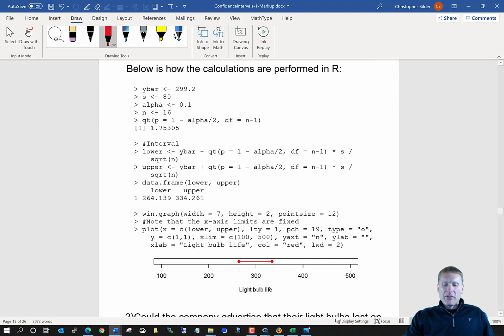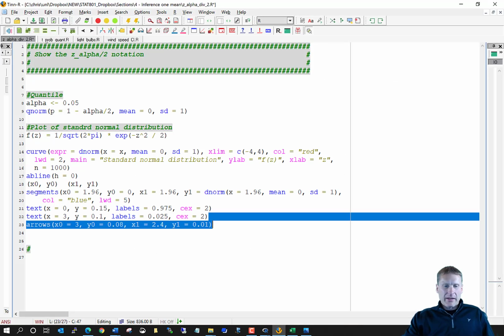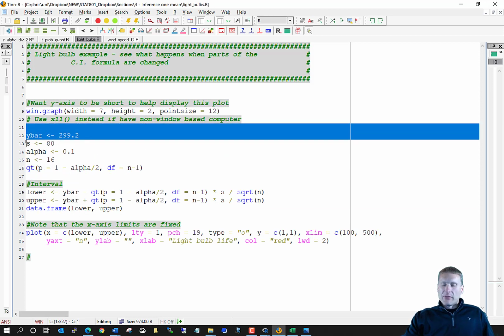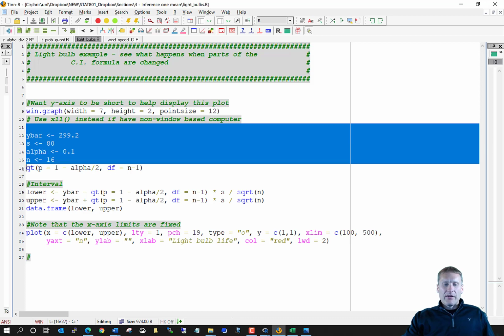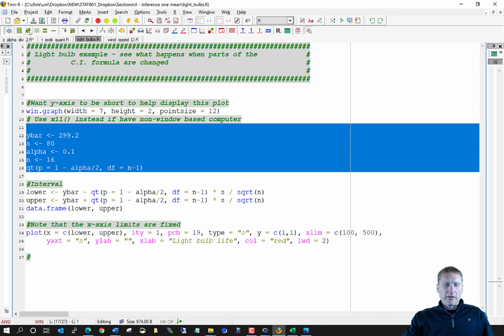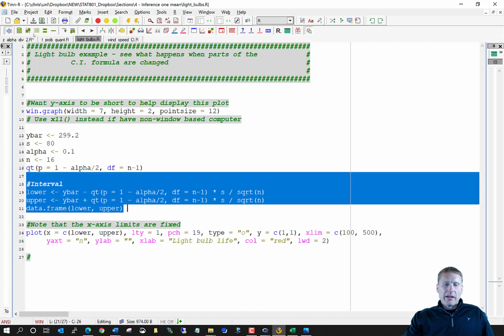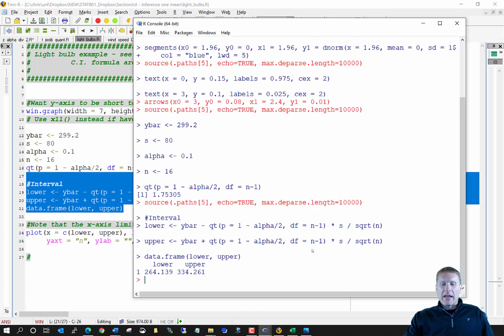Okay, so let's look at how we do these calculations in R. Let me get to my program. Okay, so I type in y bar, s, alpha, and find my quantile. Let's go ahead and do that. Then let's find the interval. I take y bar minus the value from that t distribution times s divided by the square root of n. So I do that for my lower limit of my interval. For my upper limit of my interval, I use a plus. I put lower and upper into a nice data frame for display purposes, and there you go.